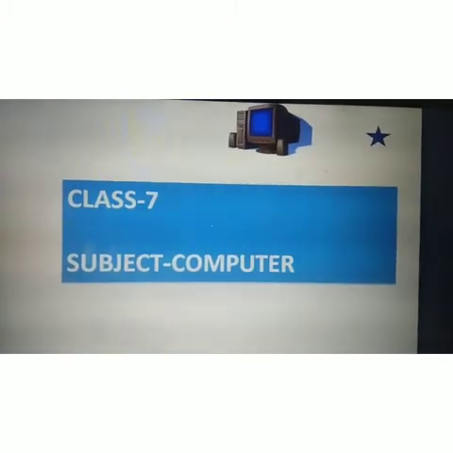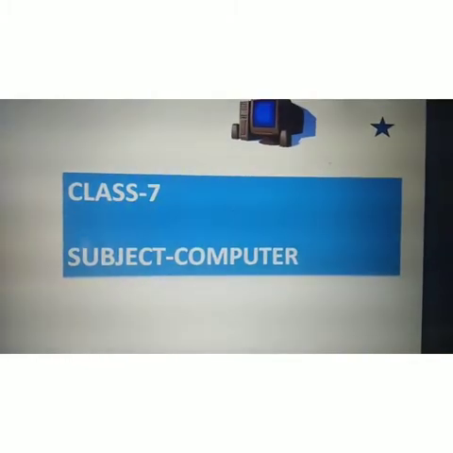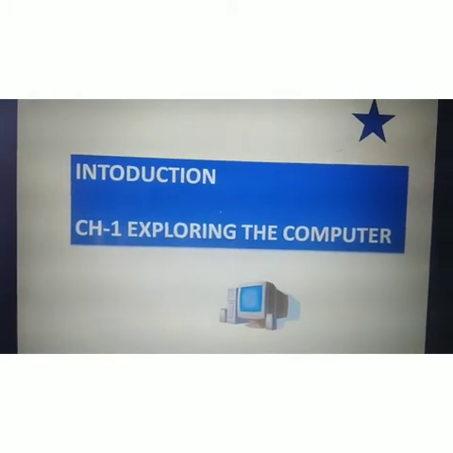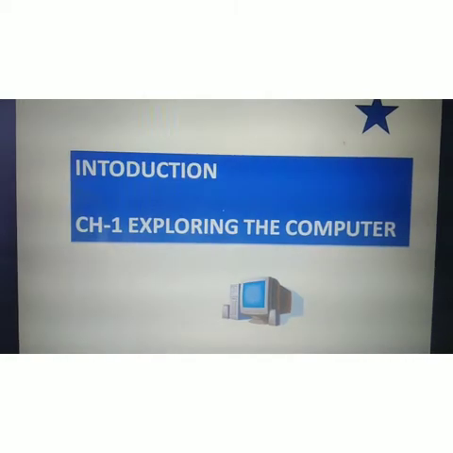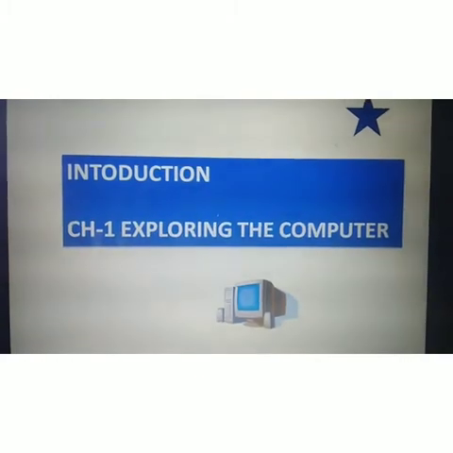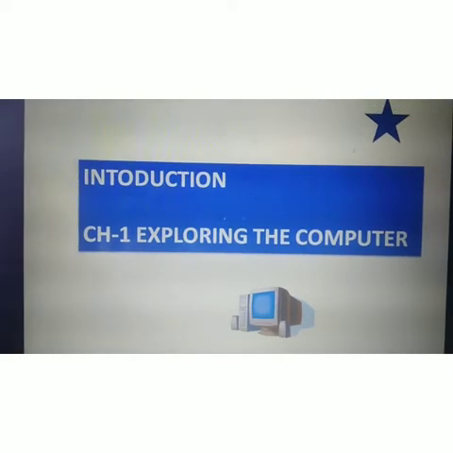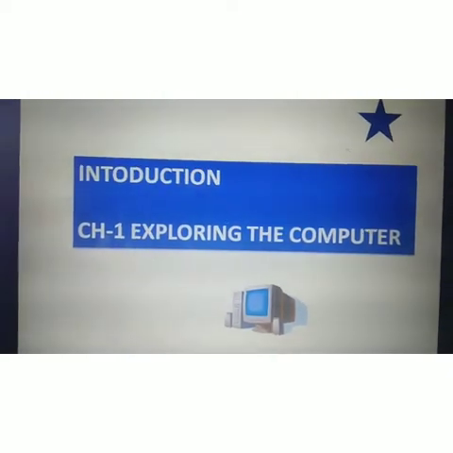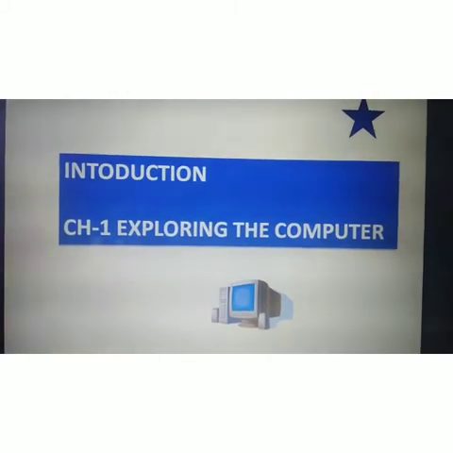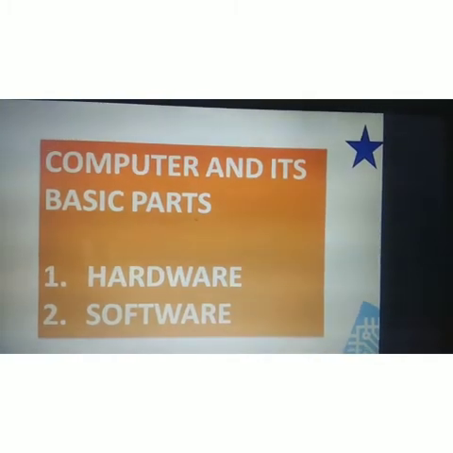Today we are going to start your new chapter, the introduction part. Your chapter number one is Exploring the Computer. Exploring the computer means we will understand properly the basic parts of a computer, including two main components: hardware and software. So let's start this introduction part, exploring the computer. Basically students, class 7 computer and its basic parts.